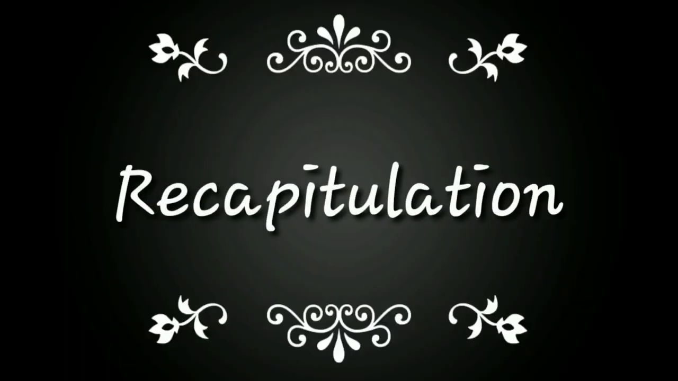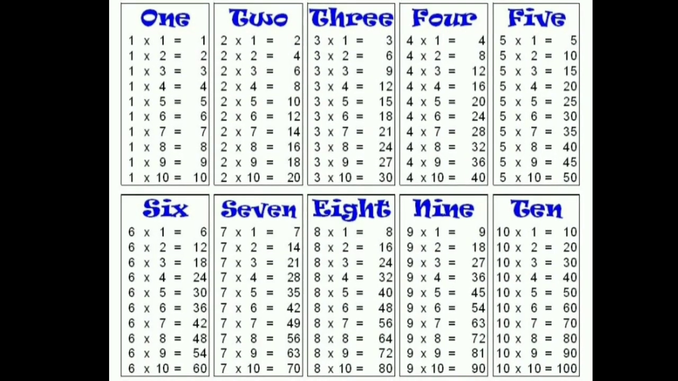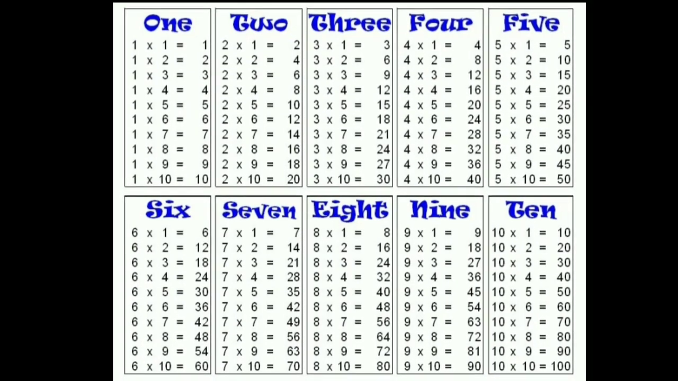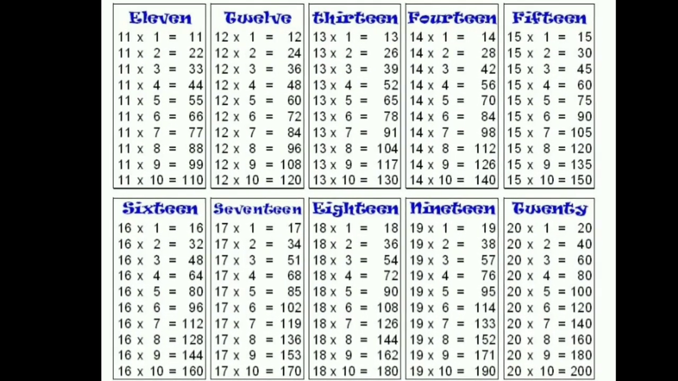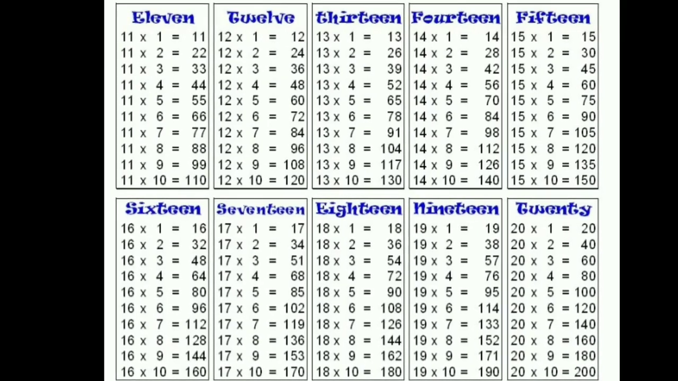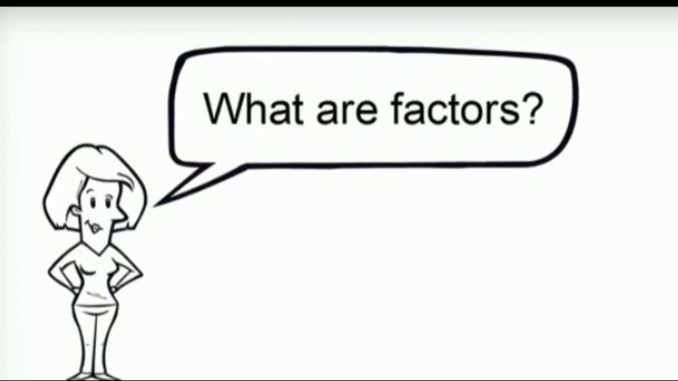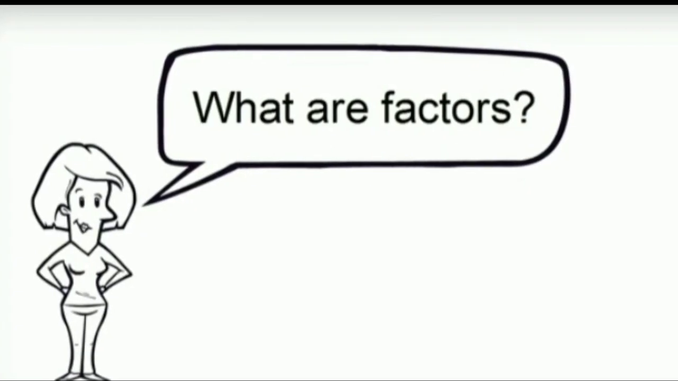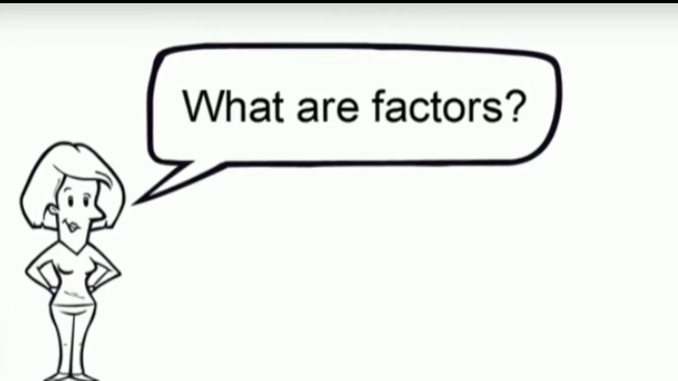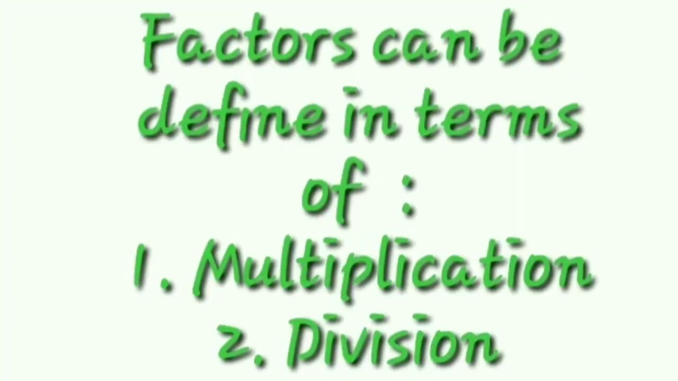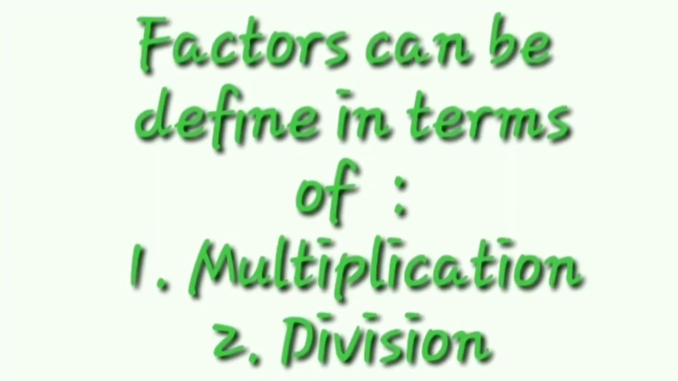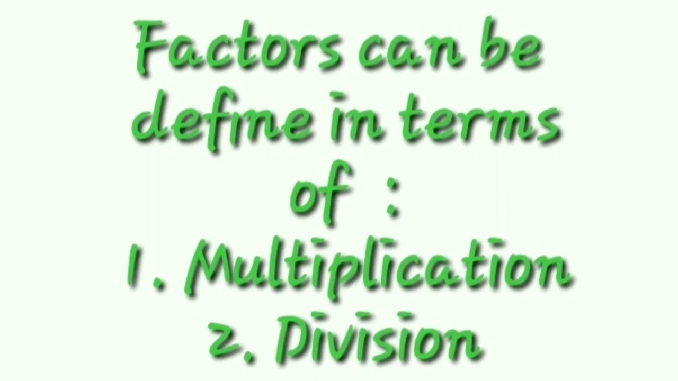So students, before moving on, let us revise what we have learned yesterday. First of all, we have learned the tables till 20, that is from 2 to 10 and then 11 to 20. I hope you have learned the tables well. After that, we moved on to the concept of factors. The first question that rose in our mind was, what are factors? Factors can be defined in two terms, in terms of multiplication and in terms of division.